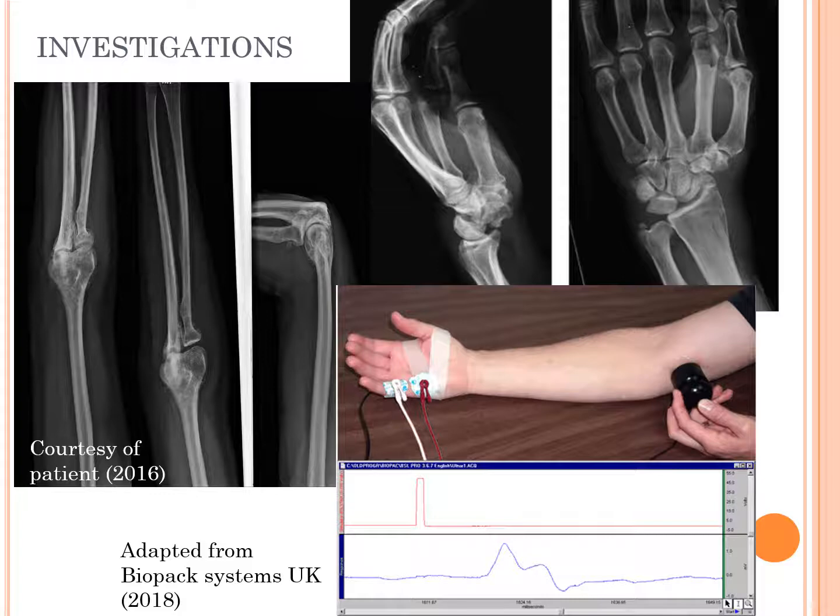These are pictures of the X-ray as well as the nerve conduction studies. The X-rays are of the wrist joint as well as the elbow joint. It is important to take an X-ray of the bones above and below the joints.